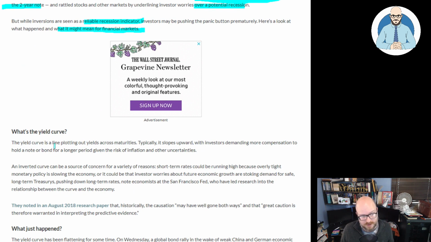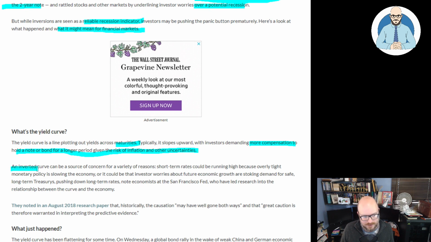The yield curve is a line plotting out yields across maturities. Typically, it slopes upwards, with investors demanding more compensation to hold a note or bond for a longer period, given the risk of inflation and other uncertainties. That makes complete sense, doesn't it?